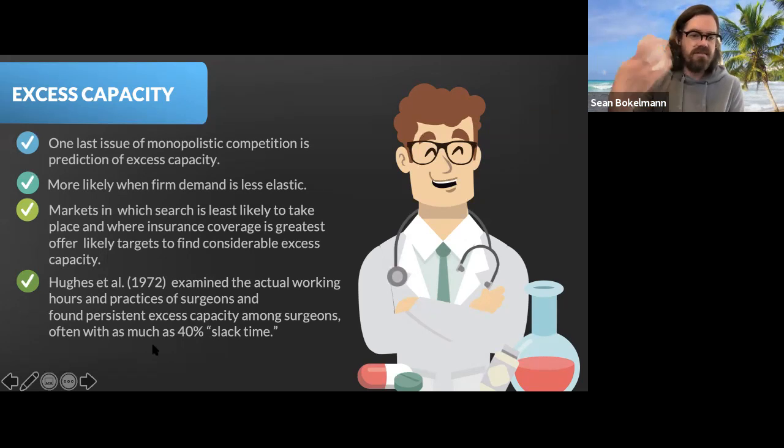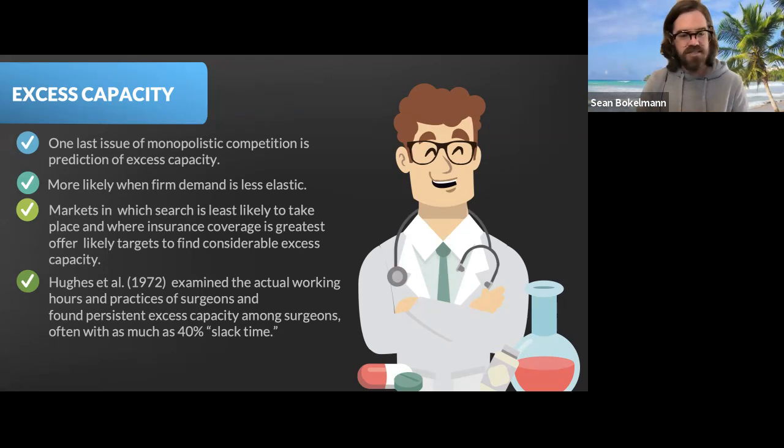Now, Hughes et al. investigated this issue, and they found that the actual working hours and practices of surgeons showed a lot of excess capacity, looking at these work hours, right? So basically, they found persistent excess capacity. Doctors were basically slacking 40% of the time, meaning that they had plenty of time to do more, but because of the uncompetitive nature of their market, they were able to slack off. They were able to charge a higher price and slack off quite a bit.